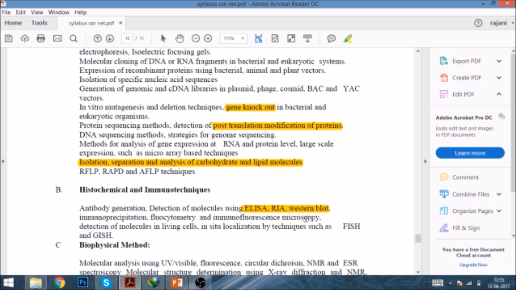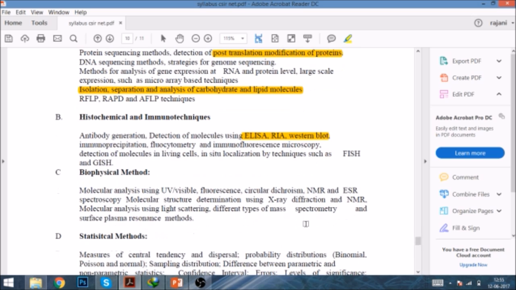Questions are not asked directly from such techniques; there will be twisted or experiment-based questions, where some experiment is given and you will have to analyze the result. And next is biophysics methods.